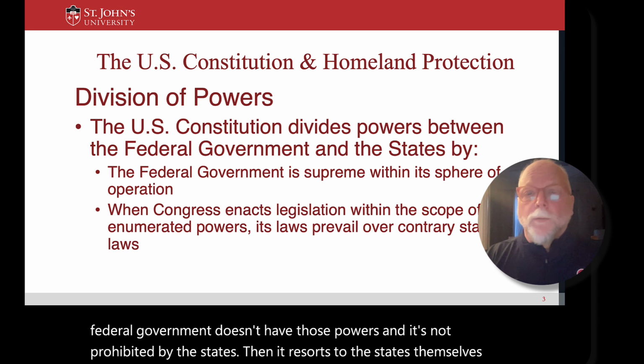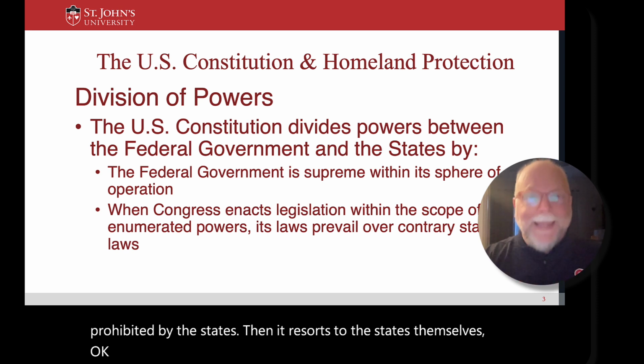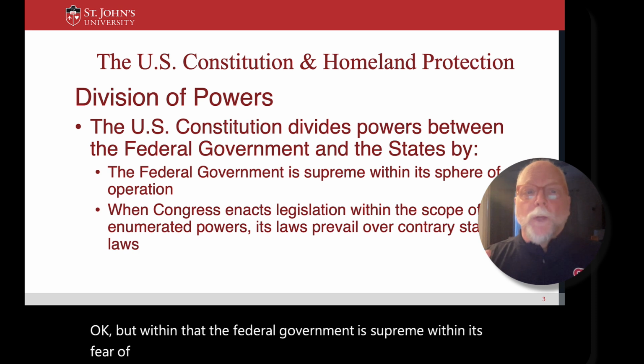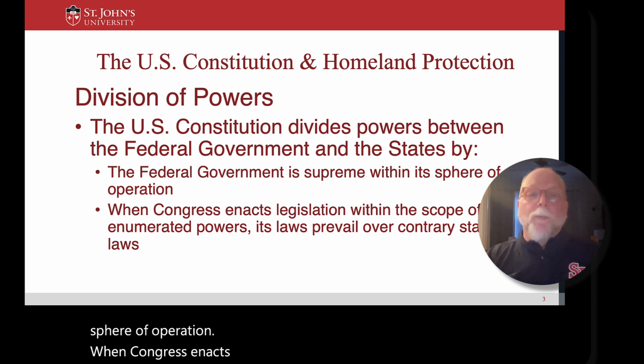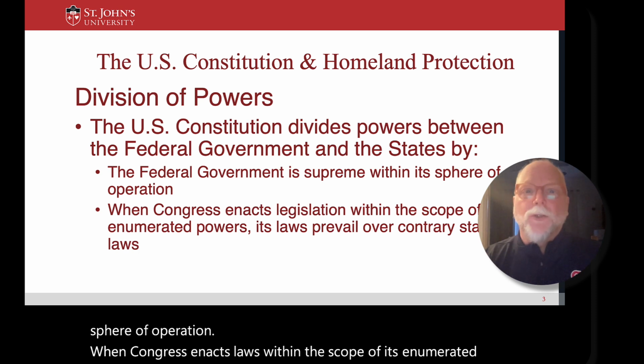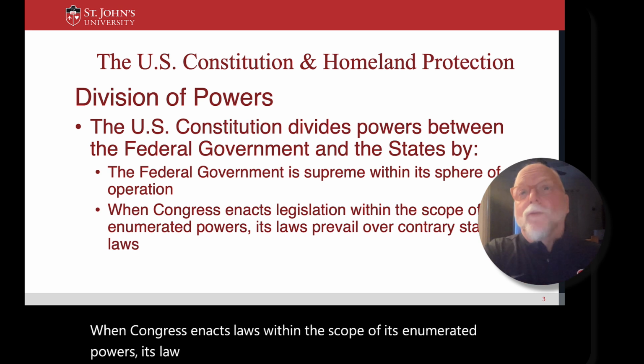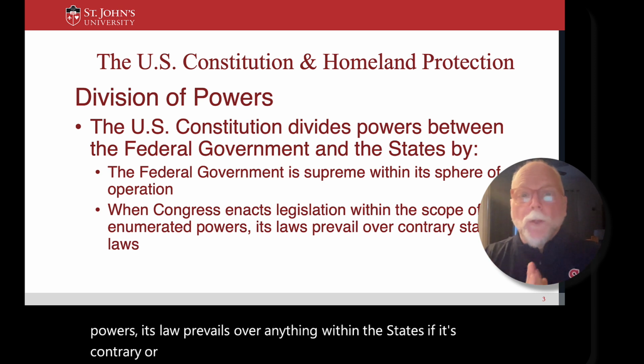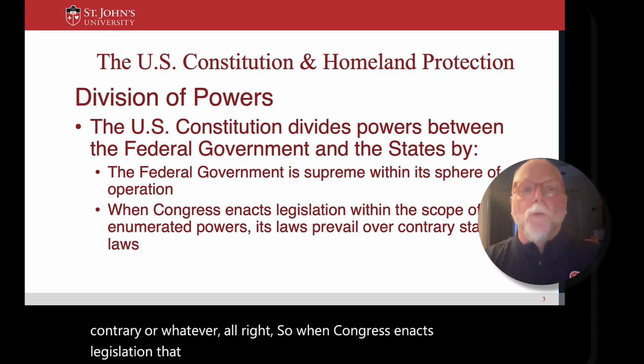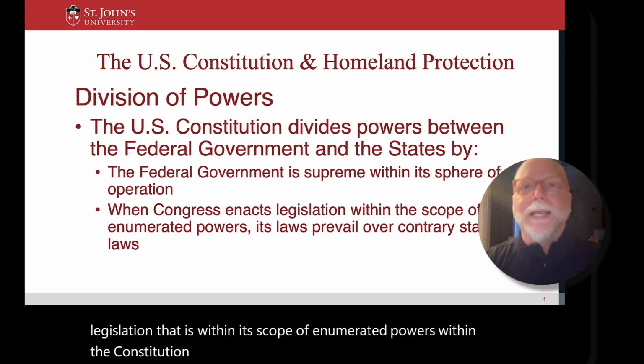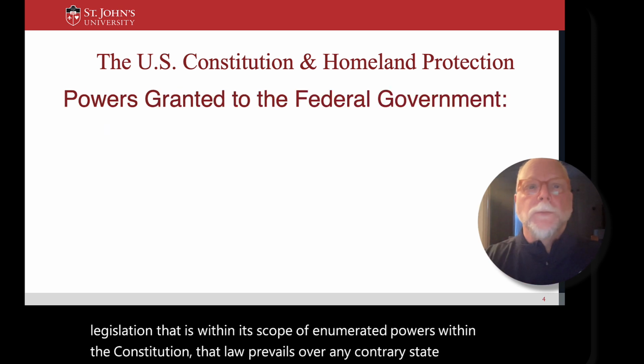But within that, the federal government is supreme within its sphere of operation. When Congress enacts laws within the scope of its enumerated powers, its law prevails over anything in the states if it's contrary. So when Congress enacts legislation within its scope of enumerated powers in the Constitution, that law prevails over any contrary state laws.